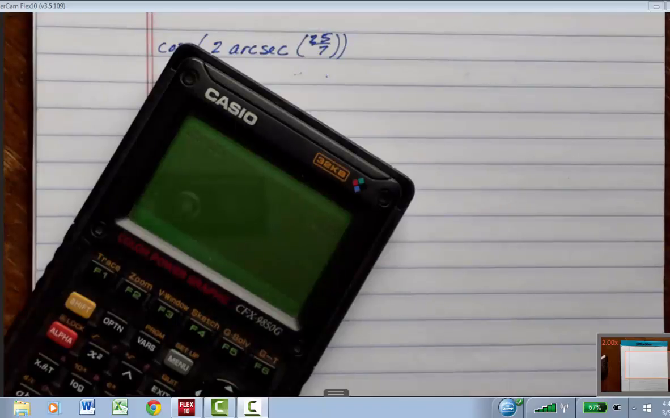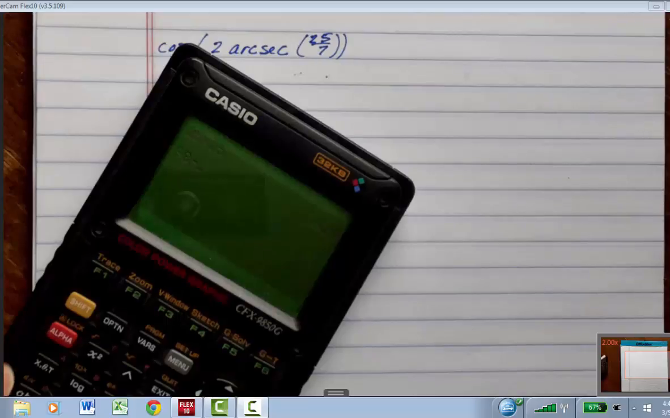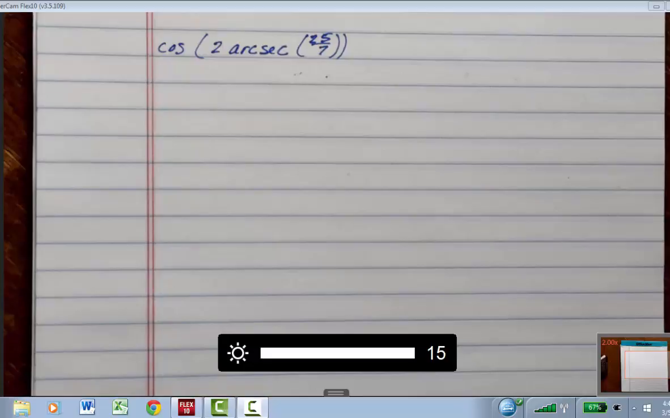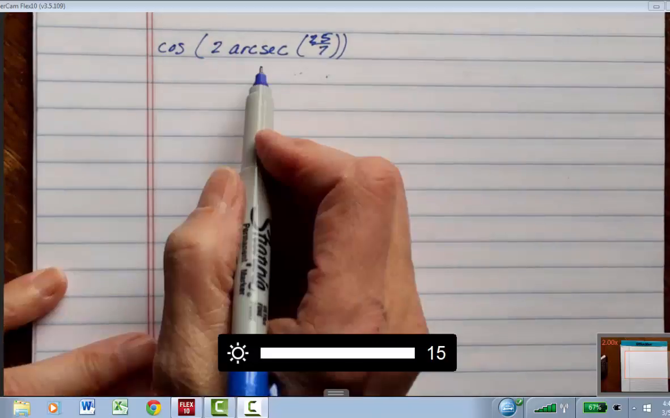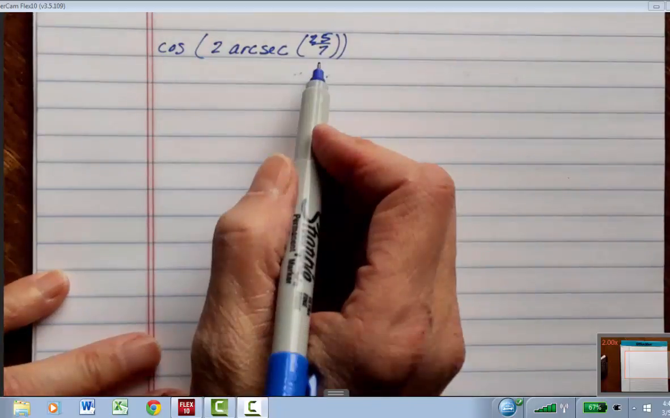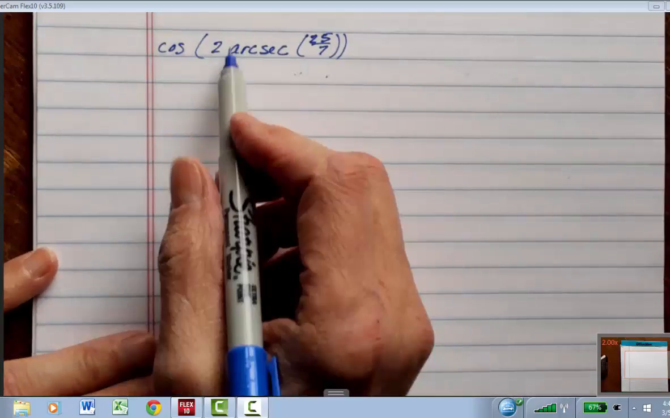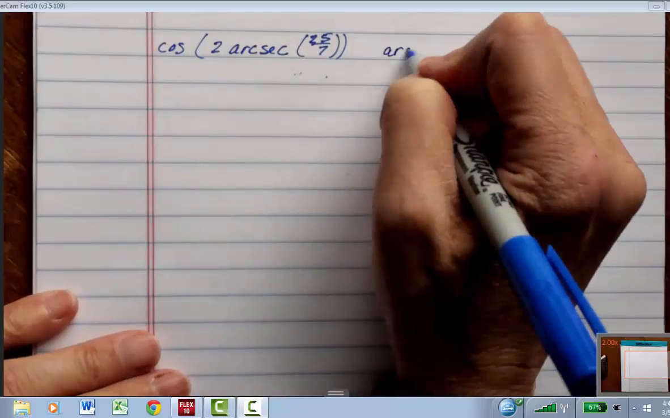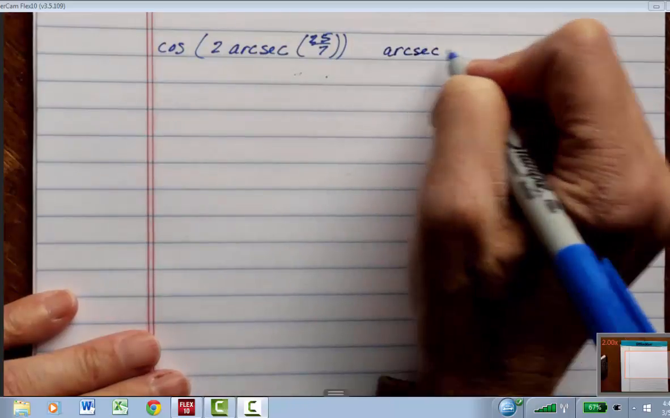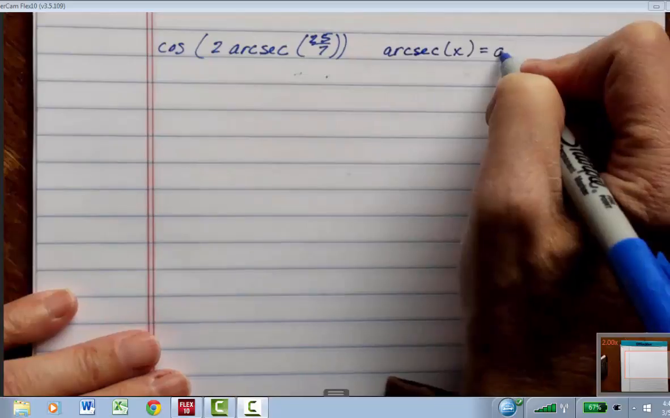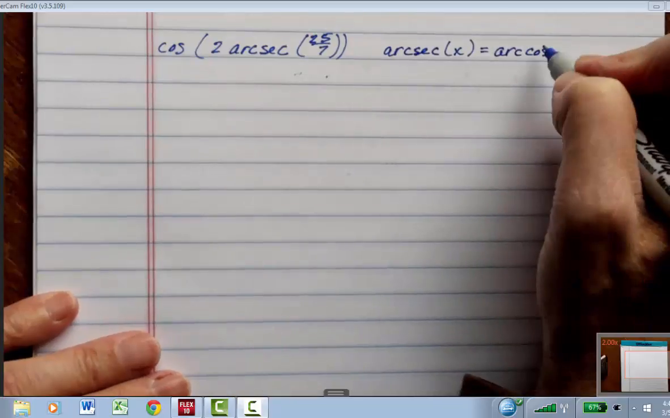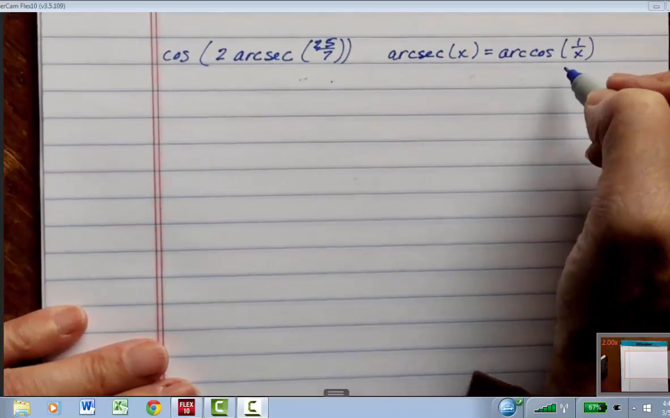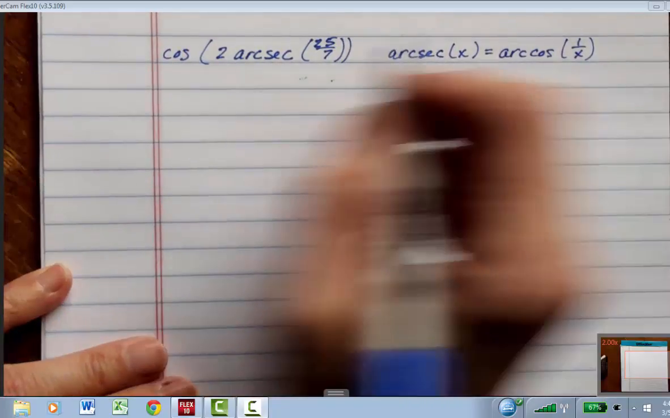The next problem I'm going to do is the cosine of 2 arcsecant of 25/7. We need to remember that when we're dealing with our reciprocal functions and our inverse functions, the arcsecant of x is equal to the arccosine of the reciprocal, which is 1 over x. So using that expression, I'm going to rewrite this as the cosine of 2 arccosine of the reciprocal, 7/25.